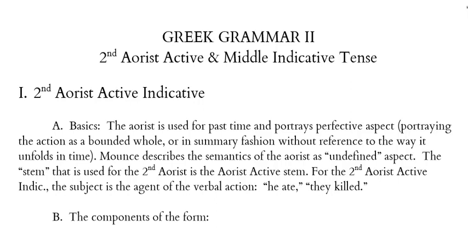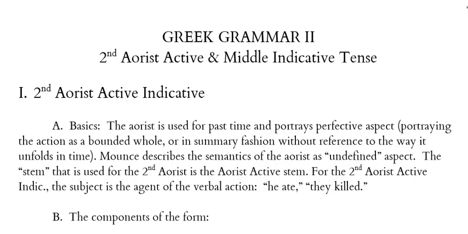So we'll talk here in just a moment about why this is called the second aorist, but let's just talk about the basics first of all. The aorist is used for past time and indicates or portrays perfective aspect. What is perfective aspect? Perfective aspect is portraying the action as a bounded whole or in summary fashion without reference to the way it unfolds in time.